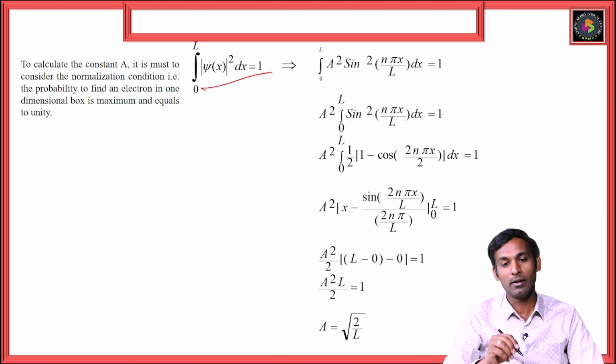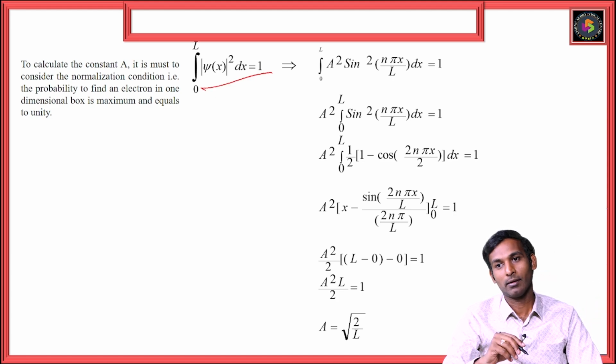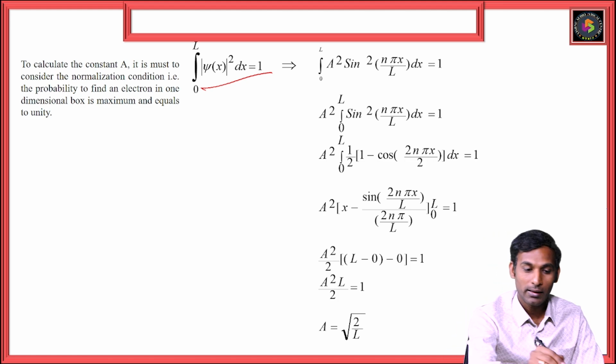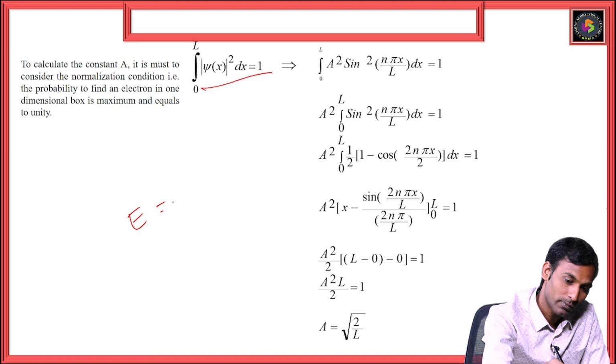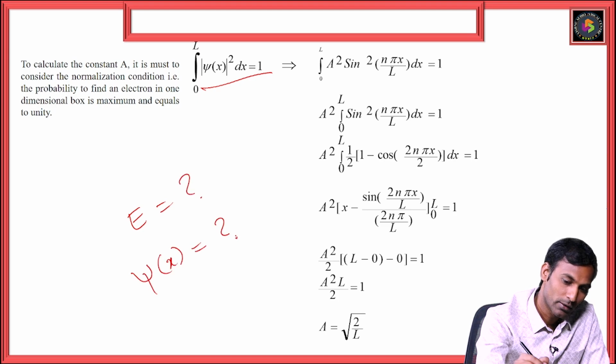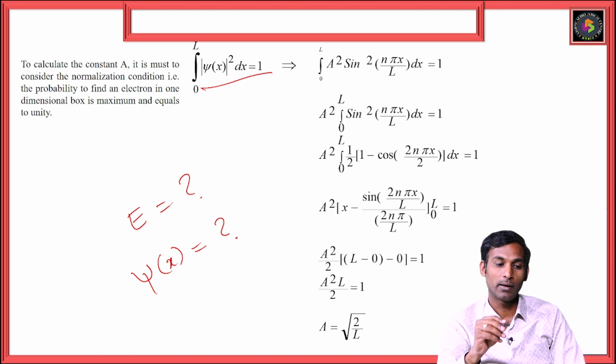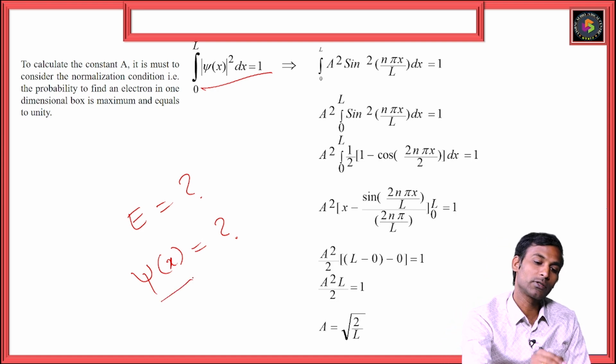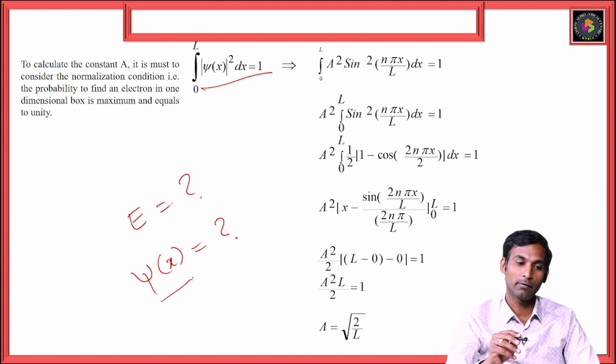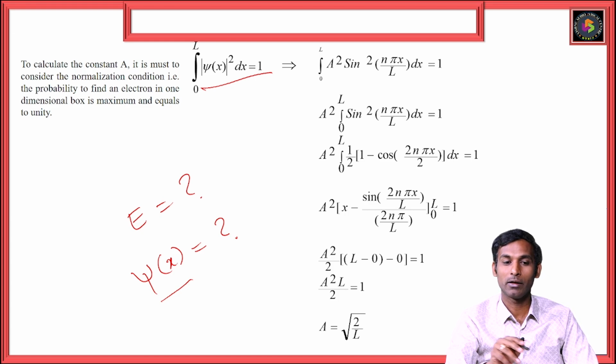So, for the particle in a 1D box, the main aim is to calculate the total energy of the system and the wave function value. These two are important. Now we are calculating the total energy of the system. Once the total energy of the system is quantized, we will calculate the wave function also. See, this is one of the probability density formulas to apply to the particle in a 1D box.